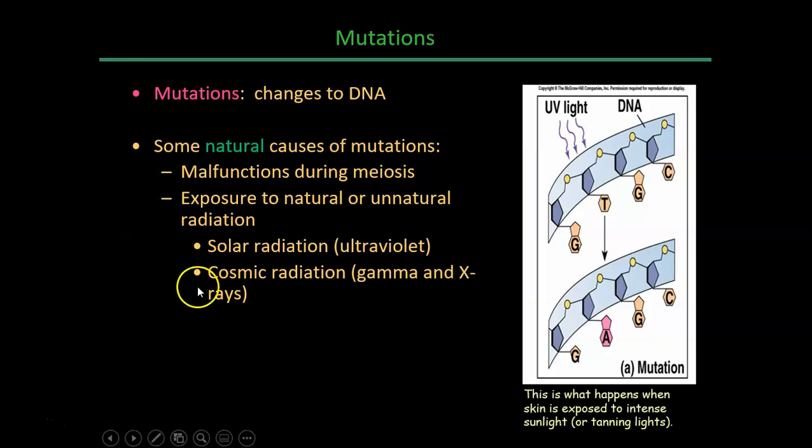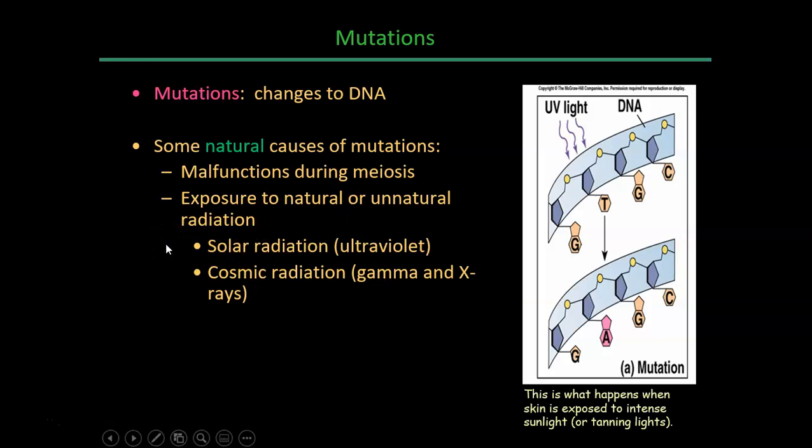Some of that radiation is cosmic radiation, like gamma and X-rays that are sent forth as stars far away go supernova and explode. There's nothing you can do about this radiation. There's no way to block it. If it strikes your DNA at the wrong time in the wrong place, it can cause a mutation, and that could potentially lead to a cancer.